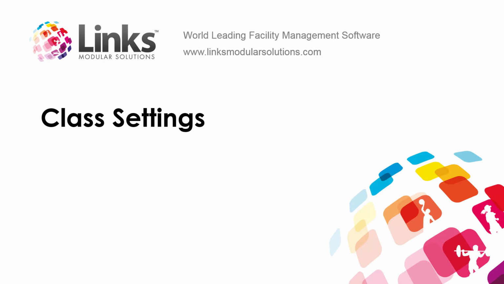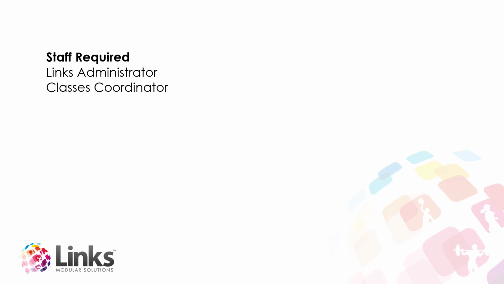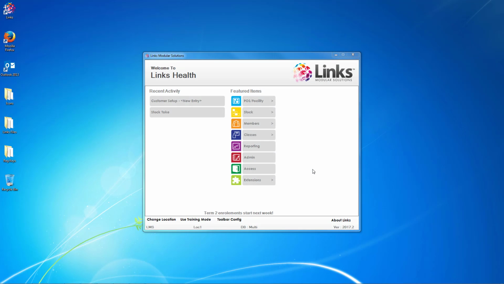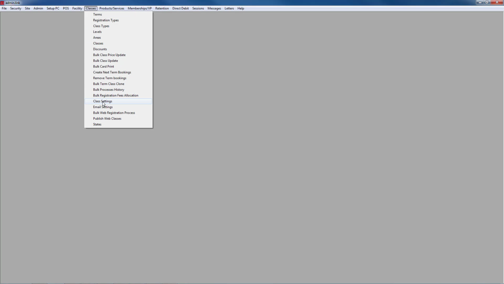In this video, we will apply the settings for use in your Classes module and Visual Schedule. Your Links Administrator and Classes Coordinator should be present for this training. To apply the class settings, go to the Admin module and select Classes, Class Settings.